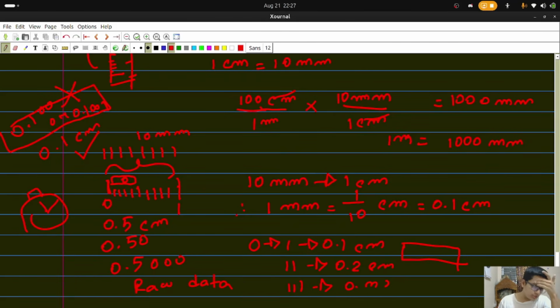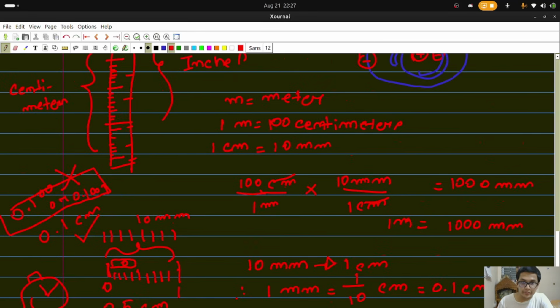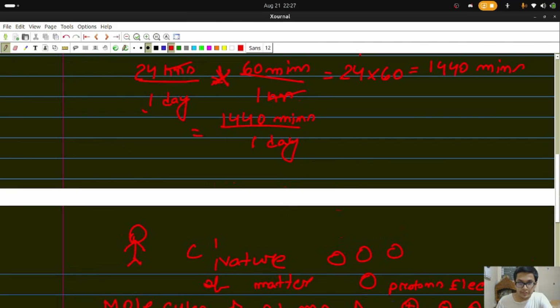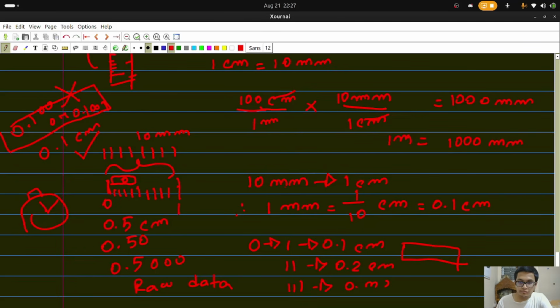according to the number of digits after a decimal point of the measuring tool. For example, the ruler follows 0.1 centimeter. So I hope you understand. That's how we measure stuff.